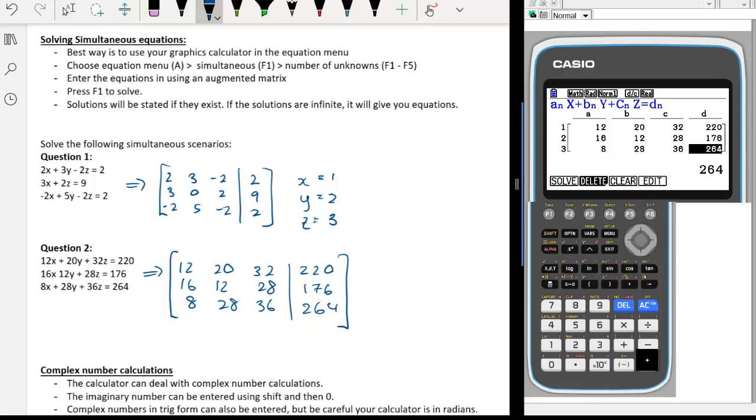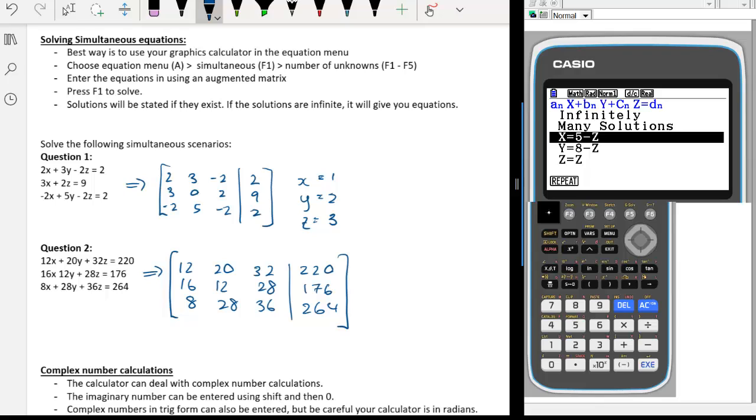So there we are, miraculously entered. We hit solve, and you'll see that it'll say here that we've got infinitely many solutions. So that means that we can only get the solutions in terms of one of the variables. So we've got x is 5 take z, y is 8 take z, and z is equal to z.